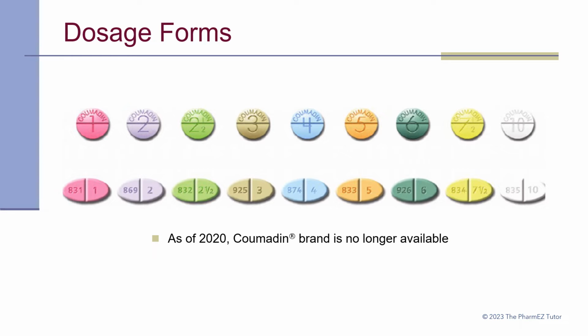Warfarin is available in a variety of colors, each representing a specific dosage. It's good for clinicians to be familiar with these colors, as patients taking warfarin might refer to their medication for thinning the blood as a green pill. Of note, as of 2020, the Coumadin brand is no longer available.